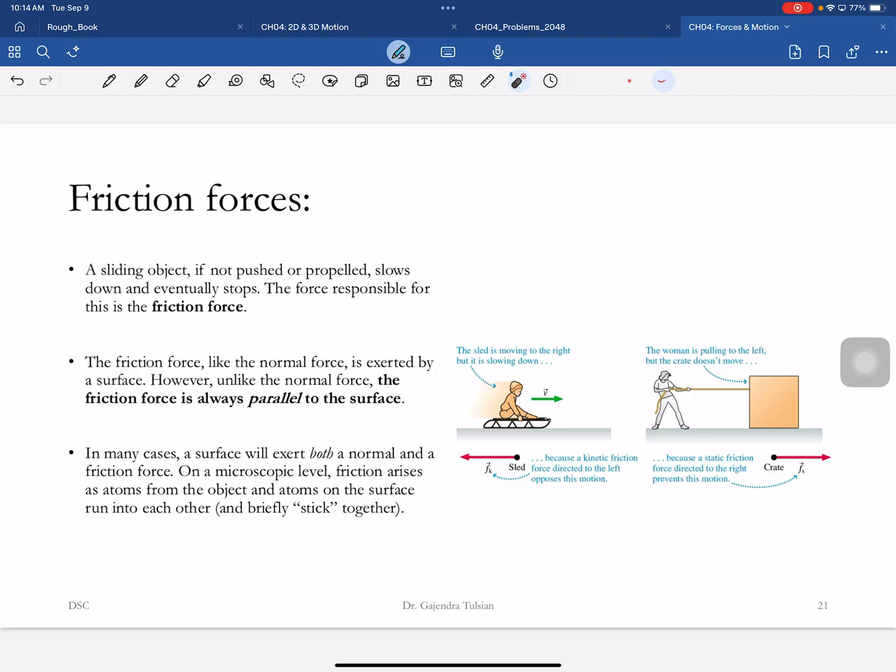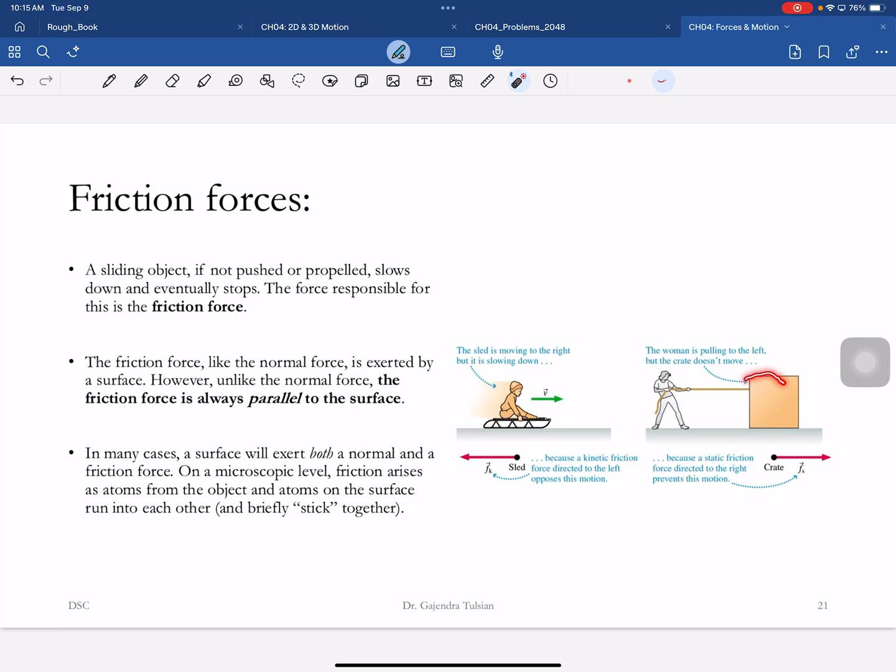All right, now we'll talk about another force, friction force. Let's say you're moving in this sled. Eventually this sled will stop because of a friction force. When the object is moving, this friction force is called a kinetic friction force, because this object is moving.